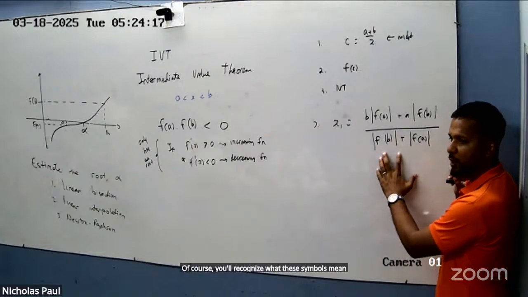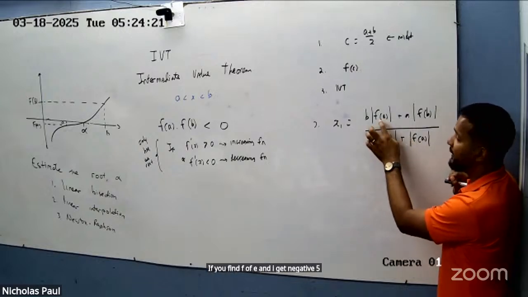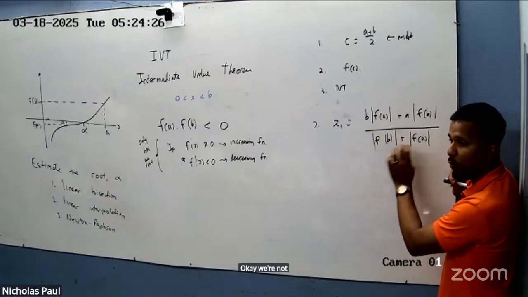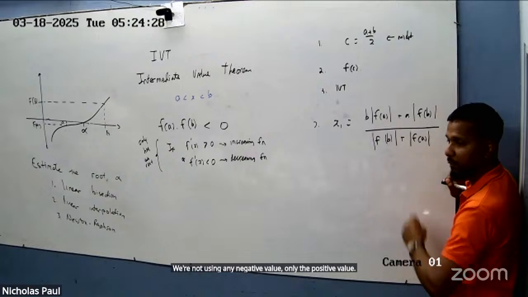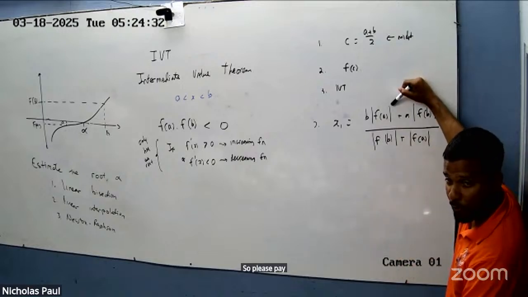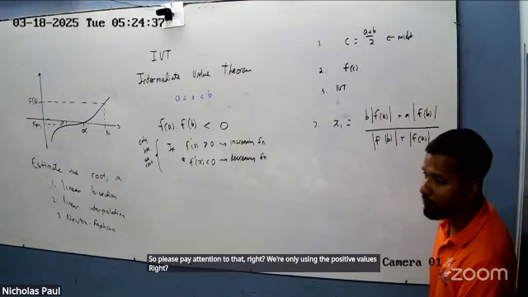But this is modulus. So if you find f of a and you get -5, you write in +5 here. Okay? We're not using any negative value, only the positive value. So please pay attention to that, right? We're only using the positive value. Right? Copy down the formula.